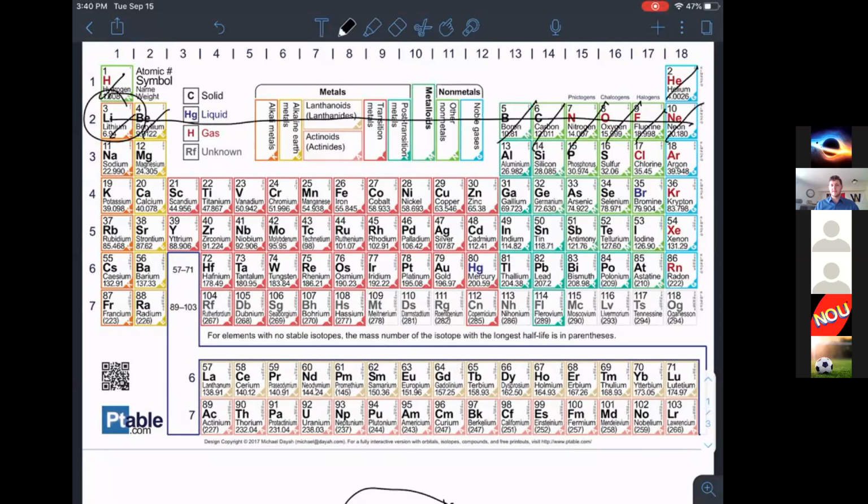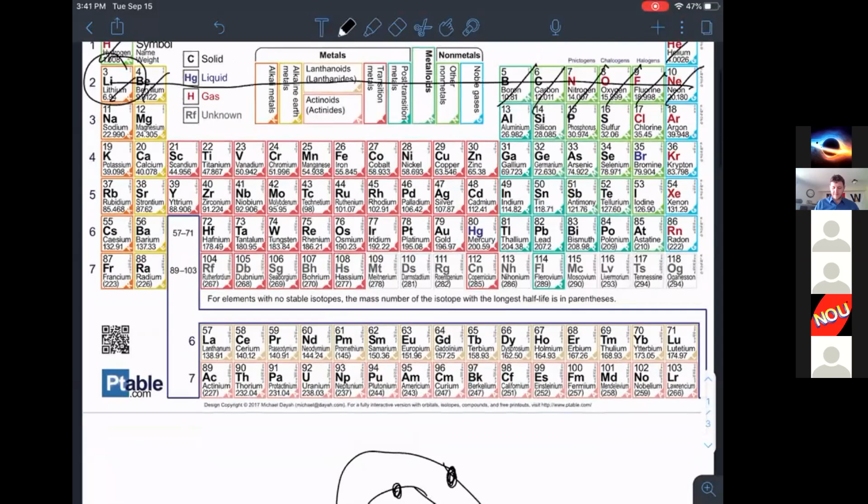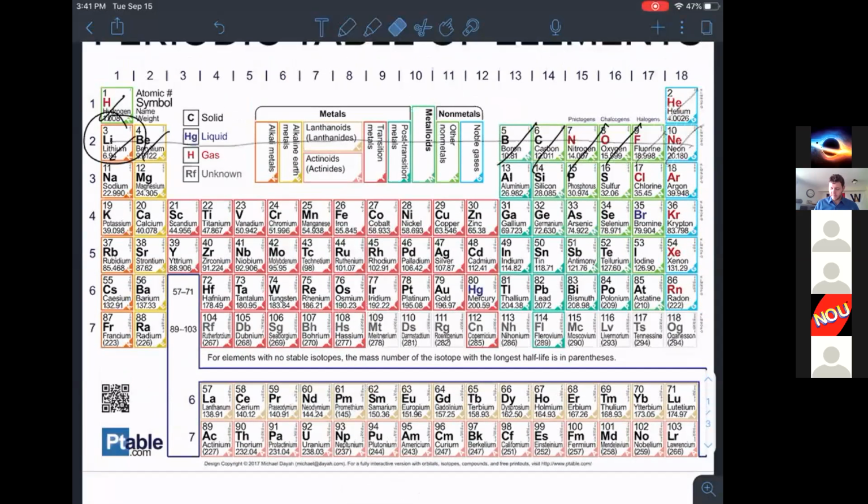Any other questions? Can you do carbon as another example? Carbon as another example. Perfect. Let's go through it. I'm going to erase all this real quick. All right.